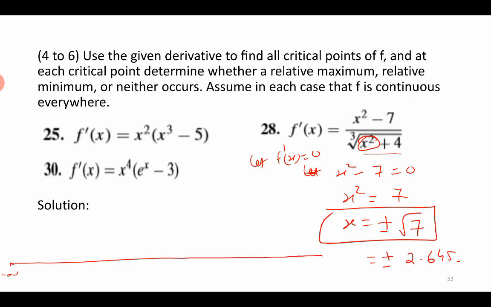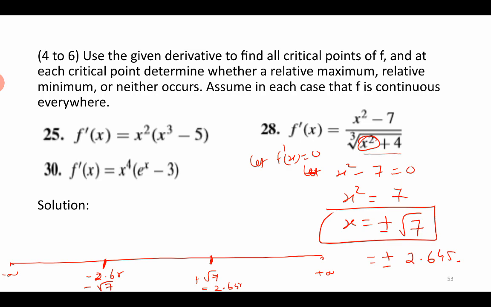This is negative infinity, positive infinity, and here it is negative 2.6, you call it negative root 7. Here it is positive root 7, which is 2.645, isn't it? So now we need to choose some values lesser than negative 2.65, between negative 2.65 and positive 2.65, and greater than positive 2.65. From these 3 intervals, we are going to choose one value each.